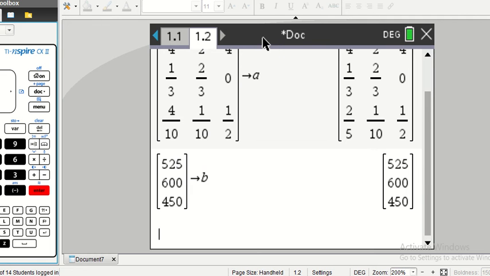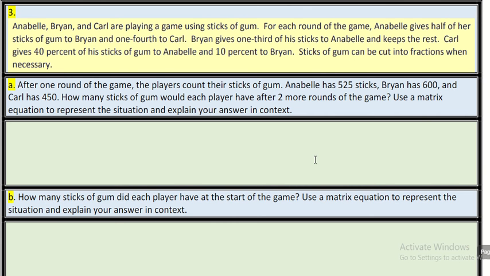When we go back to our document, the first question says, after one round of the game, they ended up with this many sticks. How many sticks would each player have after 2 more rounds? And that's where I really want you thinking about transformations. So if this transformation happens twice, that means that we're actually squaring matrix A.